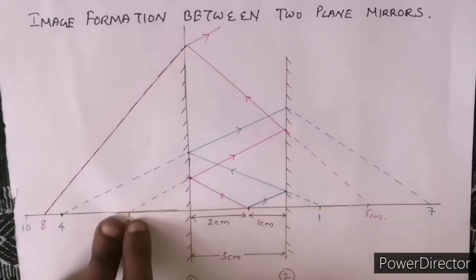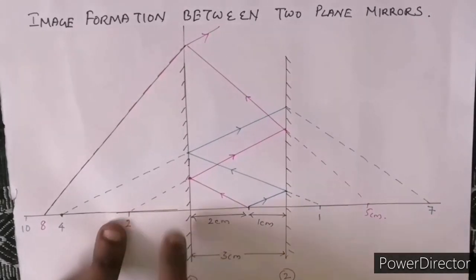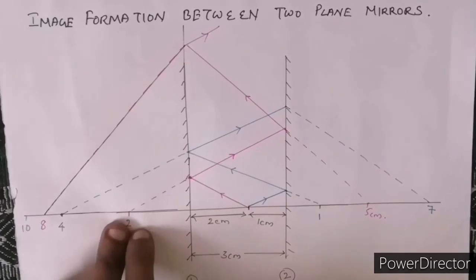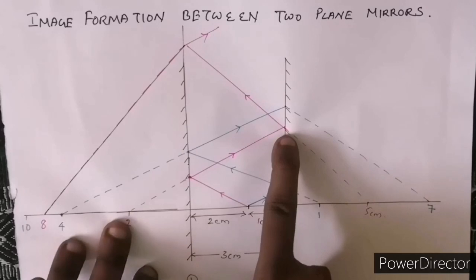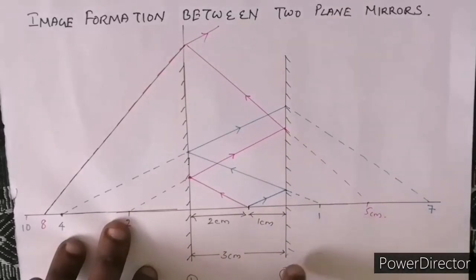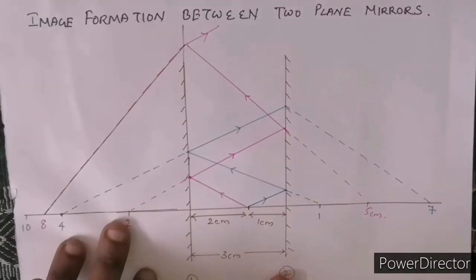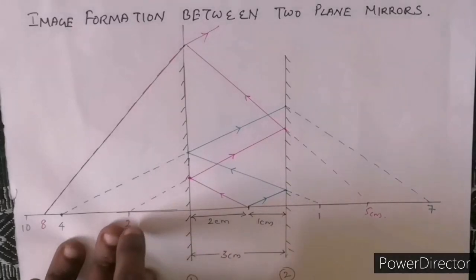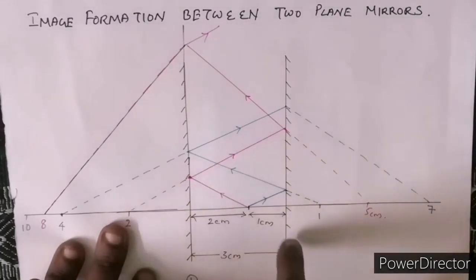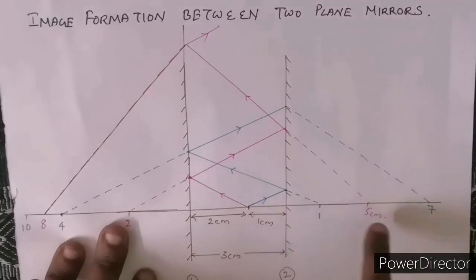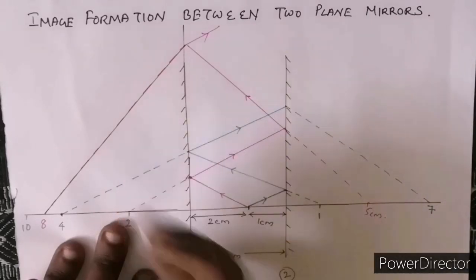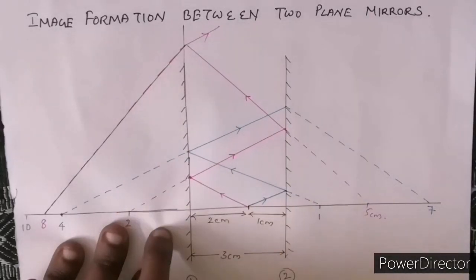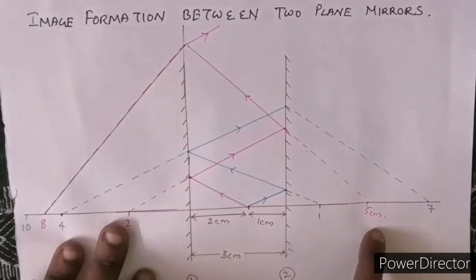And this will be the image of the first mirror, and the object for the second mirror, which is produced exactly like this. And there is another image produced exactly 5 cm from the second mirror. That means the first image is the object for the second mirror, and the distance from the second mirror to the object is 1 plus 2 plus 2, which is 5. So we are getting another image here at 5 cm.